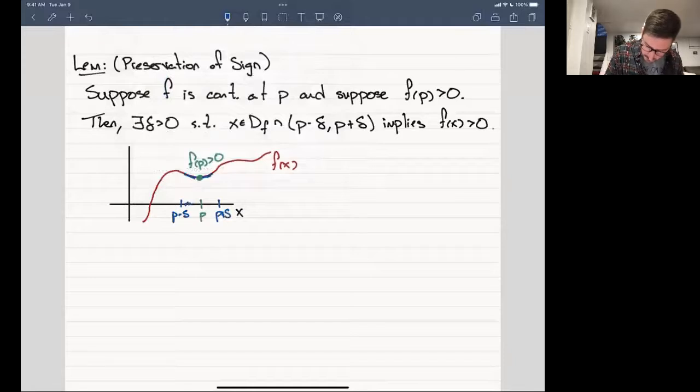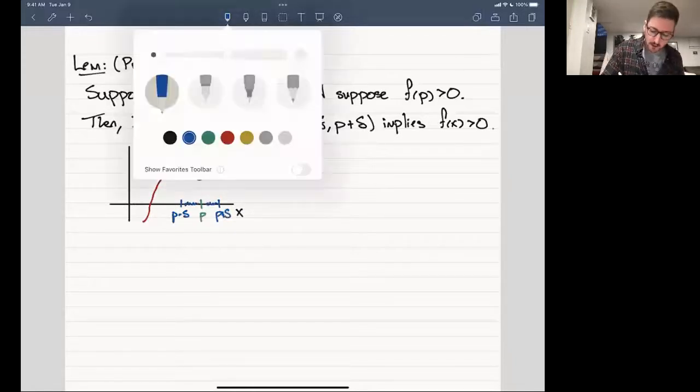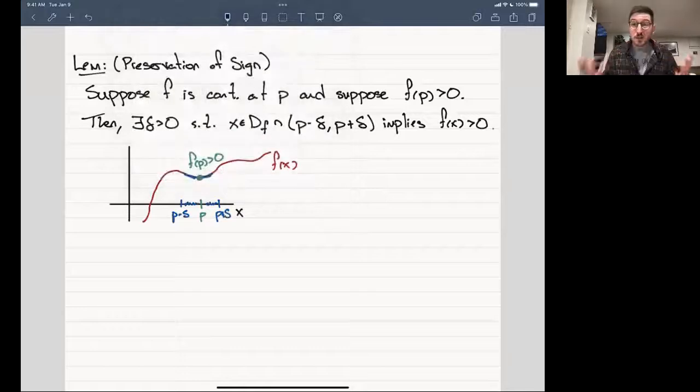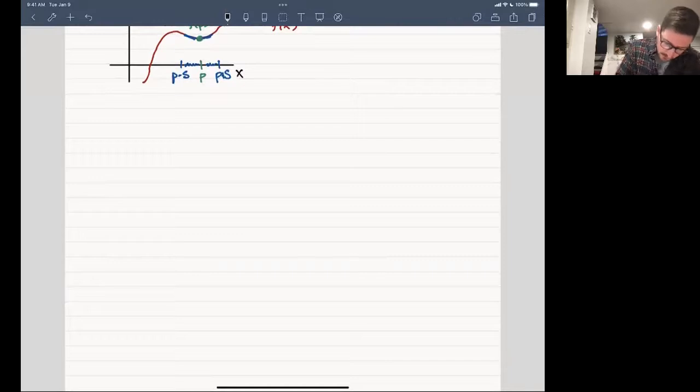So in this case, there's a lot of choice for delta, but the point of the theorem is, there always exists some delta. It might be super small, it might be 10 to the minus 100, but it still exists. There's always a little wiggle room where your function remains positive. And again, this should be fairly intuitive to you, especially based on my little sketch here. And the best part is the proof is super easy. It's like 3 lines.